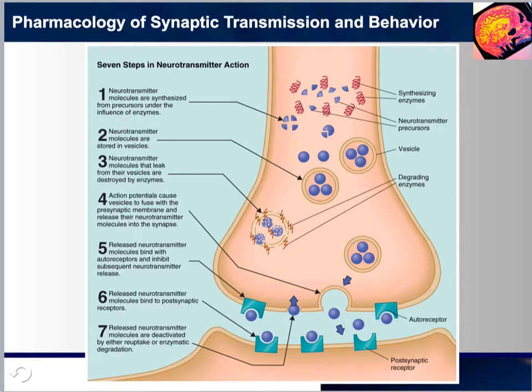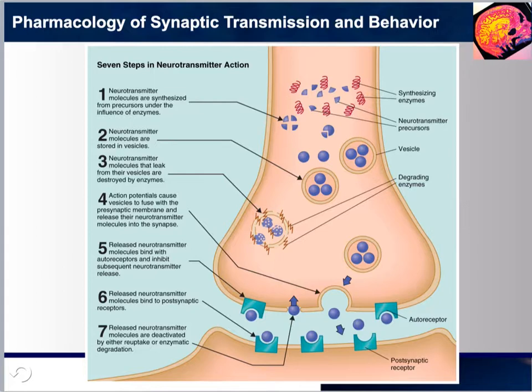Most of the methods that biopsychologists use to study behavioral effects of neurotransmitters are pharmacological, meaning involving the use of drugs. To study neurotransmitters and behavior, drugs that have a particular effect on particular neurotransmitters are administered to subjects. And these are the 7 steps that are seen and observed in neurotransmitter action.